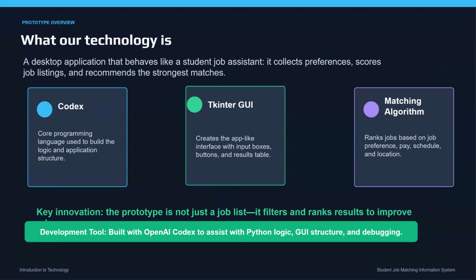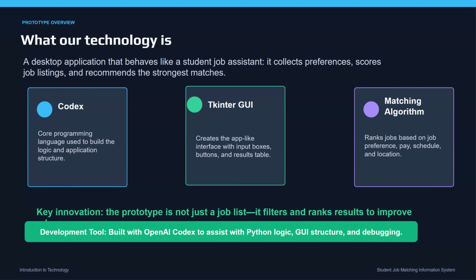So, what specifically is our technology? Well, specifically, our technology is a desktop application that behaves like a student job assistant. It collects preferences, scores job listings, and recommends the strongest matches to the student's needs. We have done this with the use of three components.